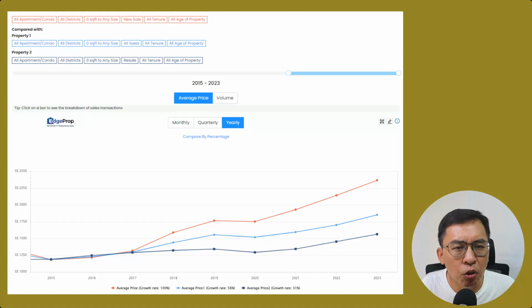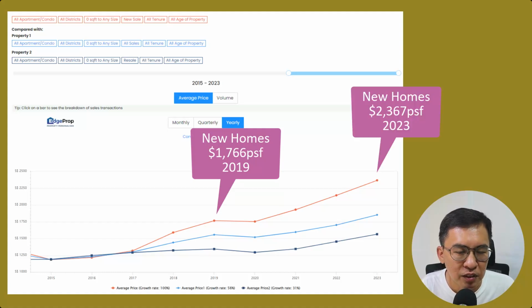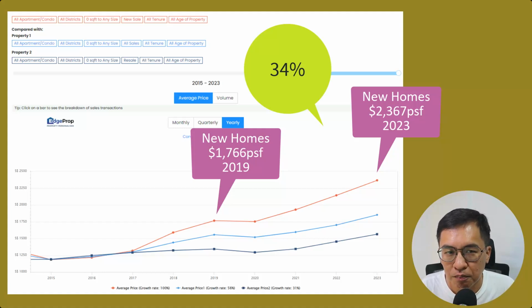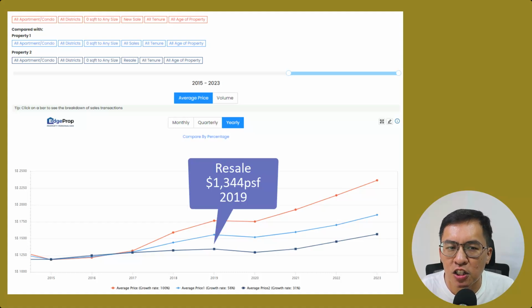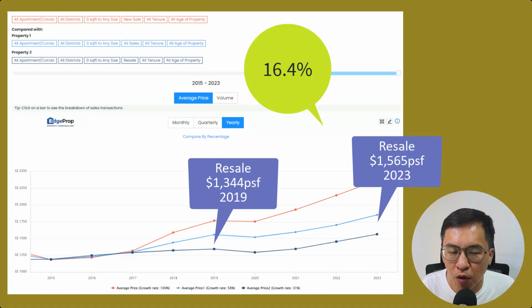Lastly, let me paint a broader picture and compare them from 2019 to 2023. Back in 2019, new homes were selling at an average of 1766 PSF. In 2023, this figure has jumped to 2367 PSF. This means new home prices have increased a stunning 34%. On the other hand, resale prices back in 2019 were hovering around 1344 PSF. In 2023, prices averaged 1565 PSF, a 16.4% increment during the same period.